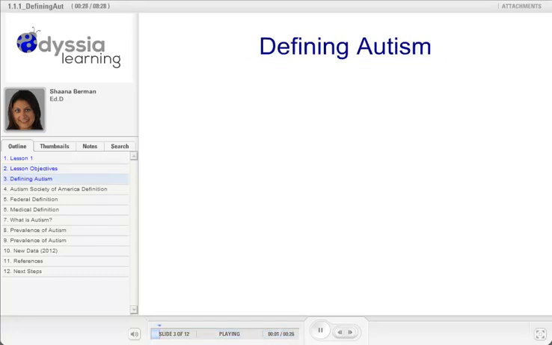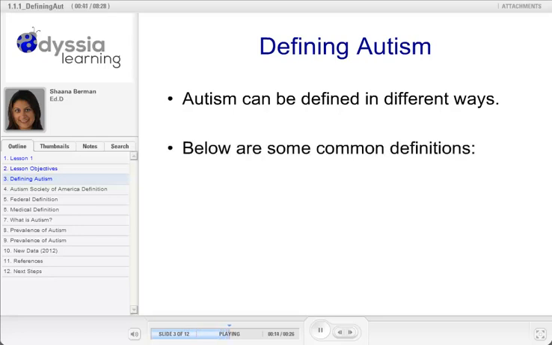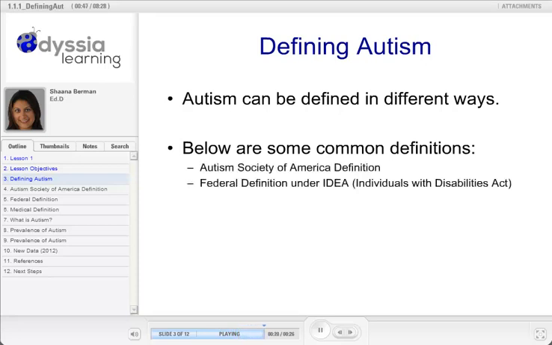In 1943, Leo Kanner was the first to classify a collection of behaviors and coin the term autism. Since that time, many definitions have surfaced. Three of the most relevant definitions are discussed here: the Autism Society of America definition, the federal definition under the Individuals with Disabilities Act, and the medical definition of autism.